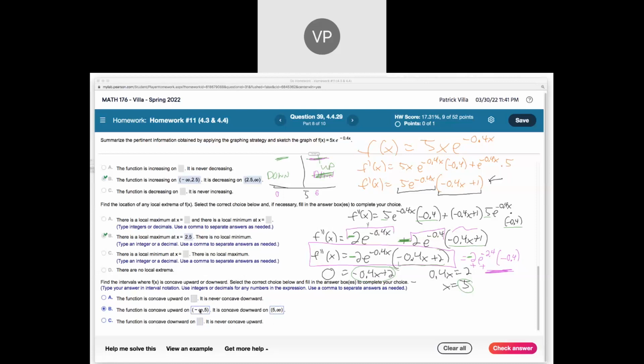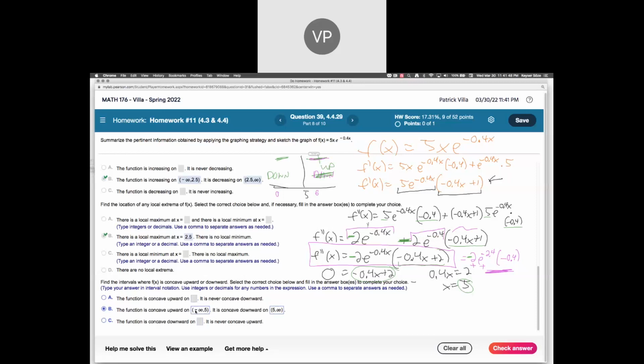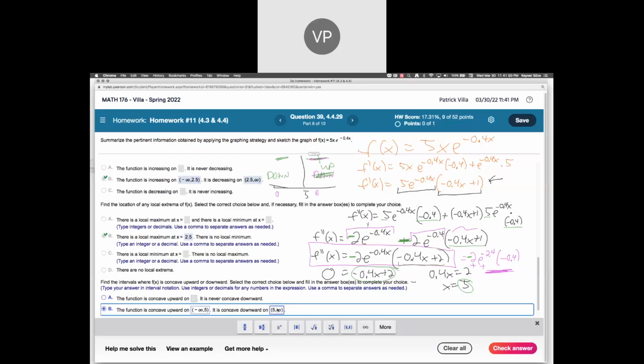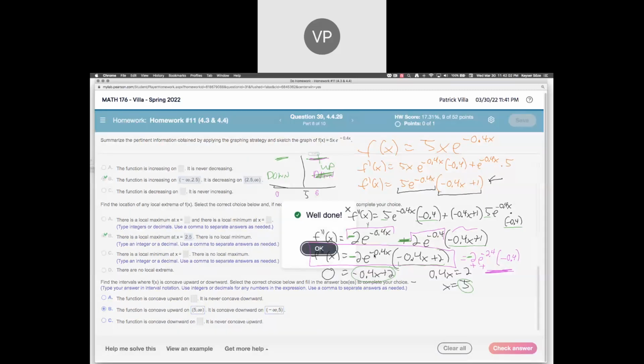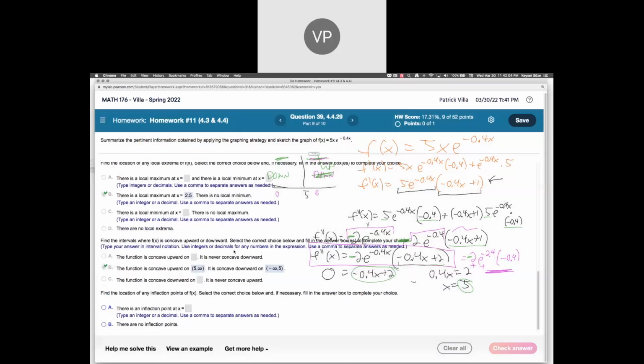So concave up is going to be from 5 to infinity. And concave down is going to be from negative infinity up to 5. And I believe that was the only mistake. Yeah, that's all it was. Okay, so that's how we got that part right there.